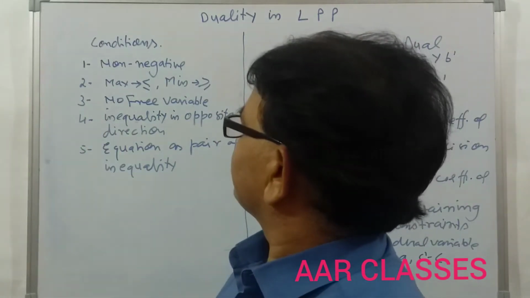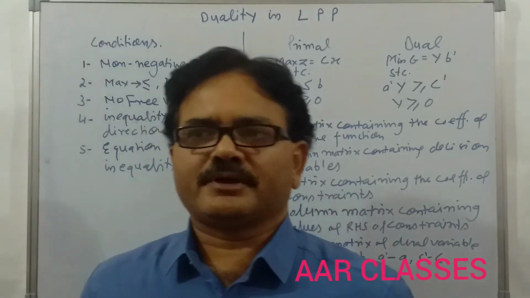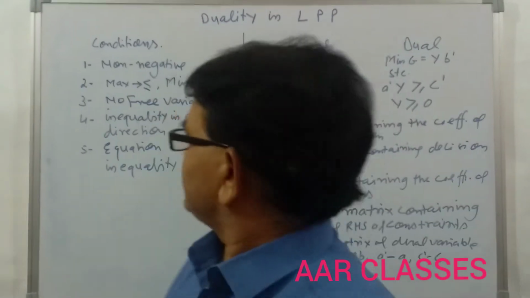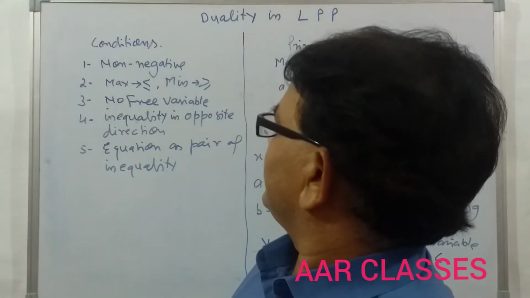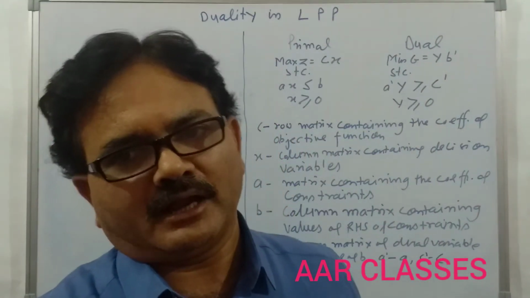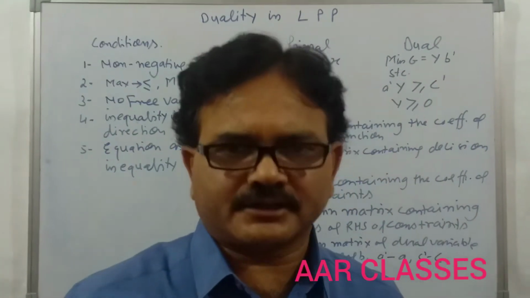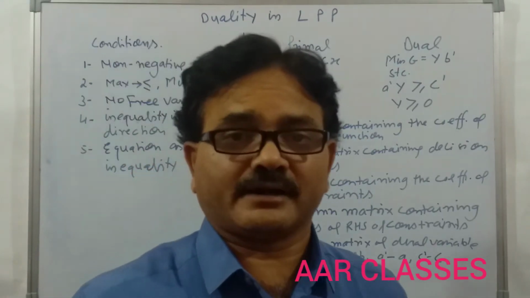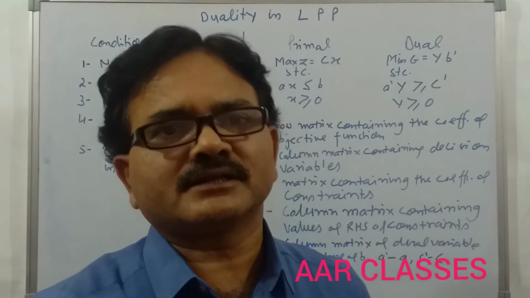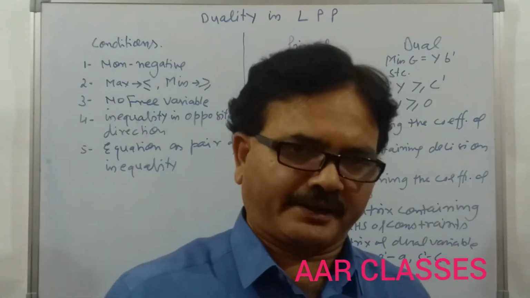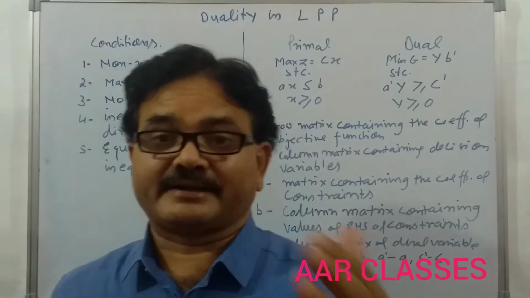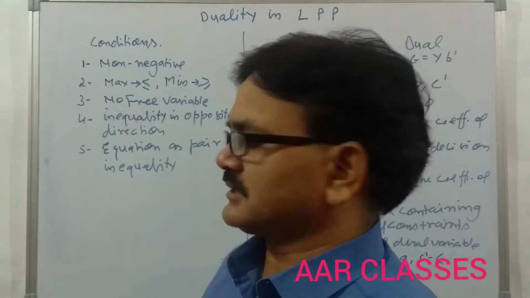Fourth one, in a mixed problem, if an inequality is not the desired one, that is, if the inequality is in the opposite direction, say in a case of maximization one inequality is of greater than or equal to type, obviously it is not desired. So we need to convert it into less than or equal to type by multiplying by -1 on both sides so that the inequality gets reversed.